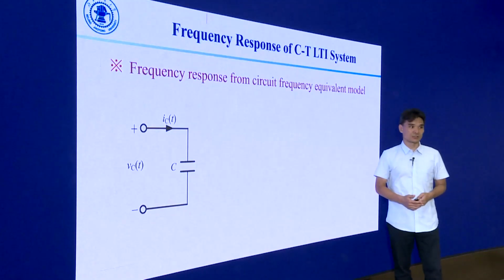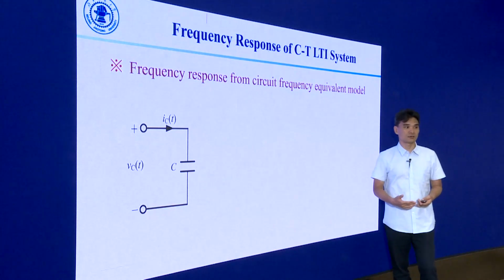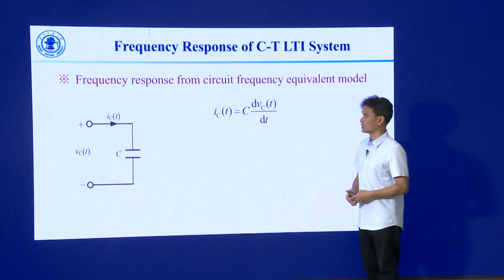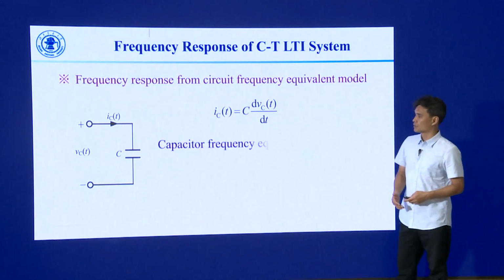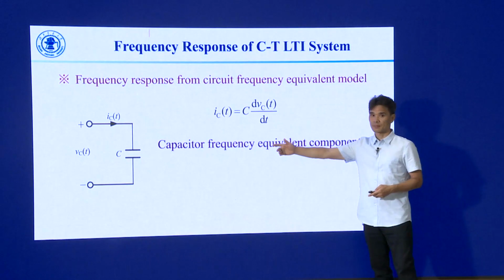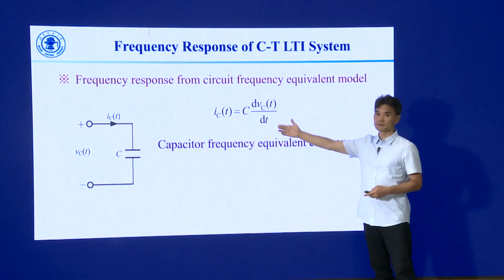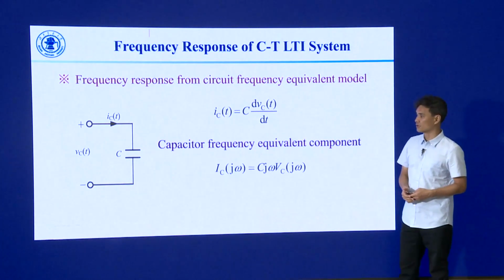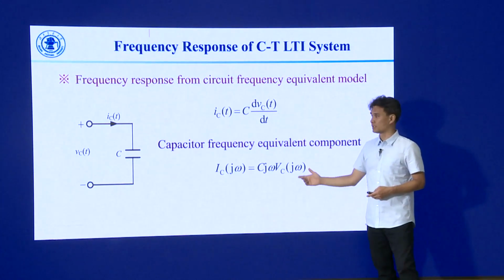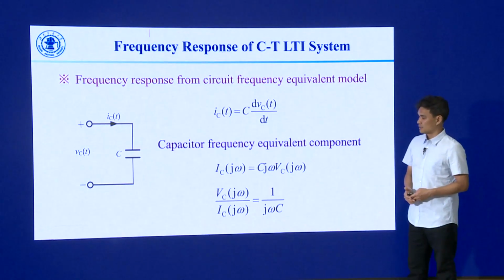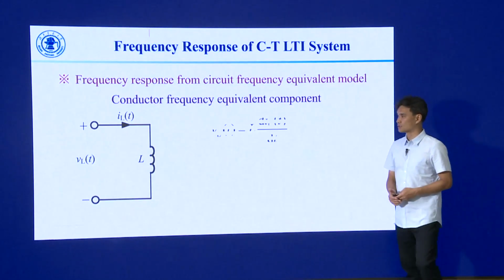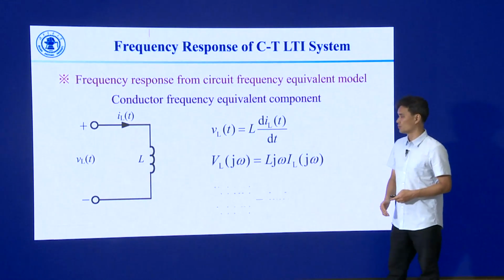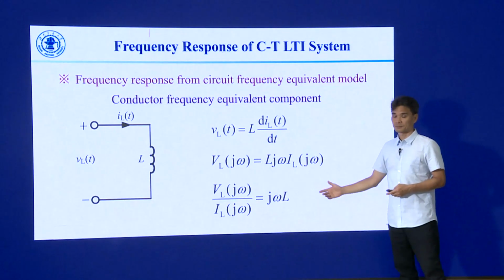For circuit analysis, we can also try to convert the system from the time domain to the frequency domain. For example, here is the capacitor. This is the description for that component in the time domain, and we can convert it into the frequency domain. Similarly, for an inductor, we can do the same thing, convert it from the time domain to the frequency domain.